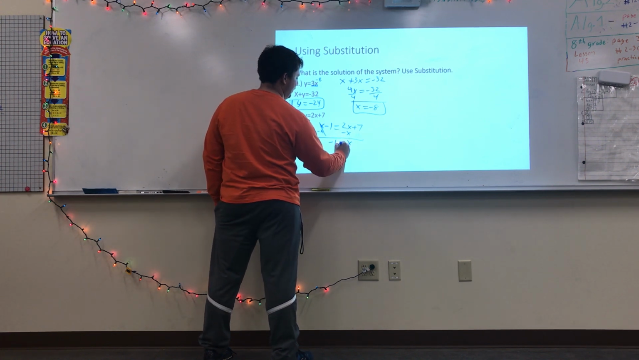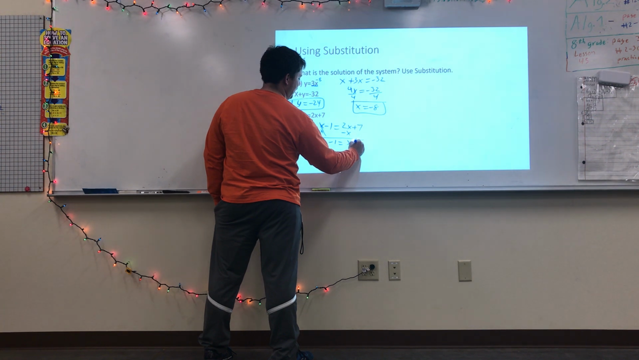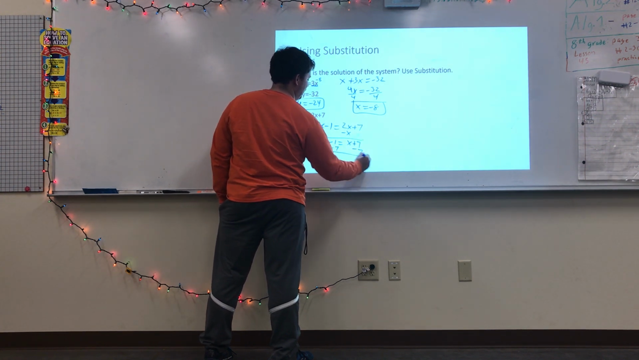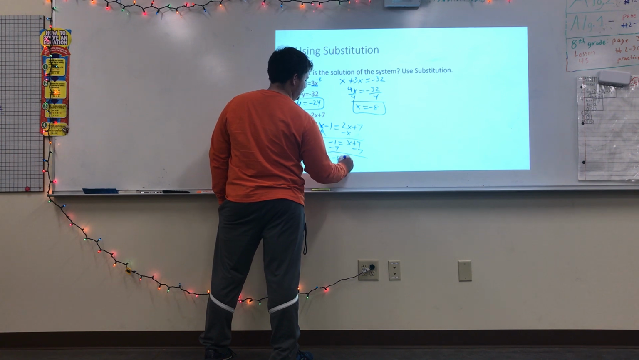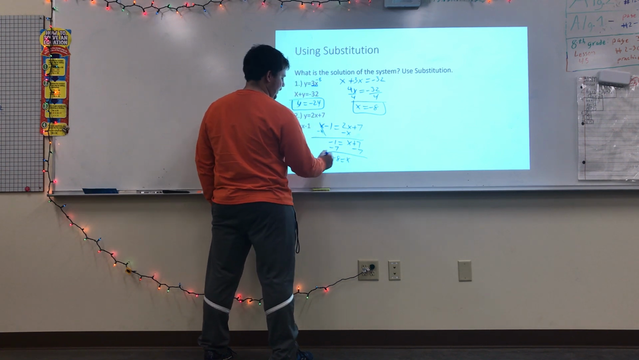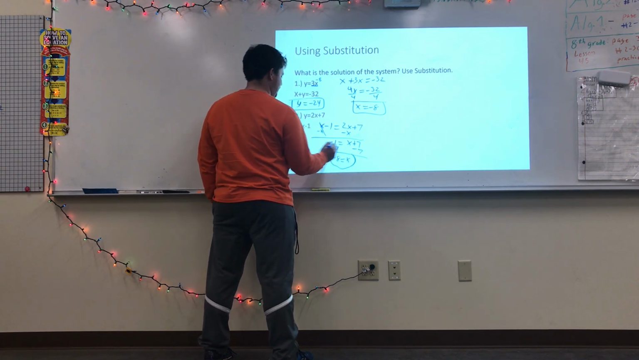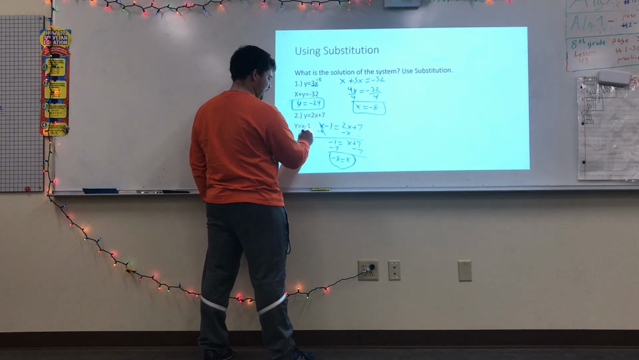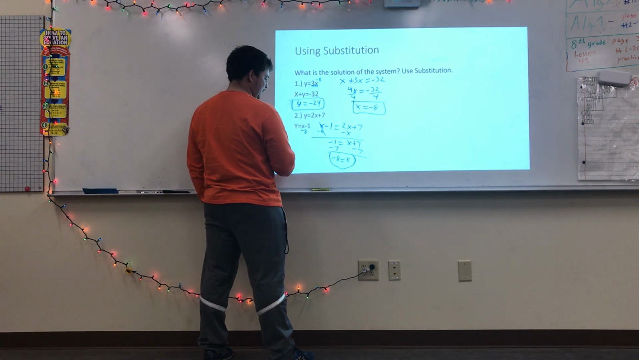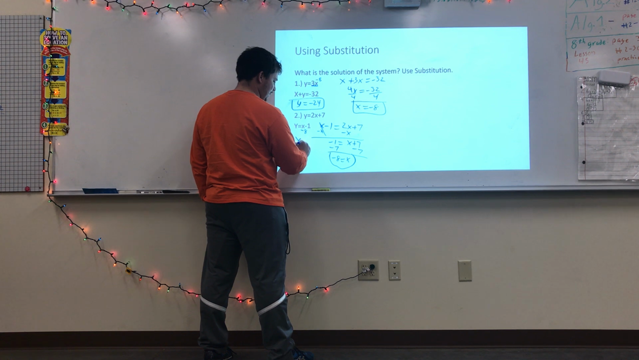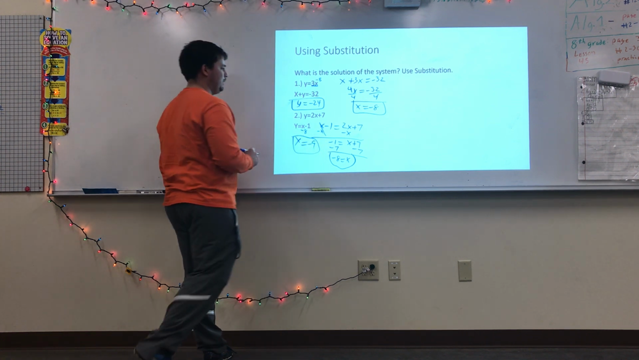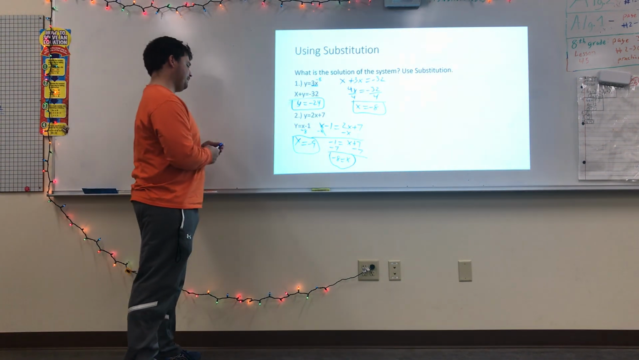So I got negative 1 equals x plus 7, minus 7, minus 7. And you're going to get negative 8 equals x. And that is your answer for that part. Now we sub that back in. We're going to get negative 8 here. So negative 8 minus 1 is going to get y equals negative 9. There's my other answer. Okay?